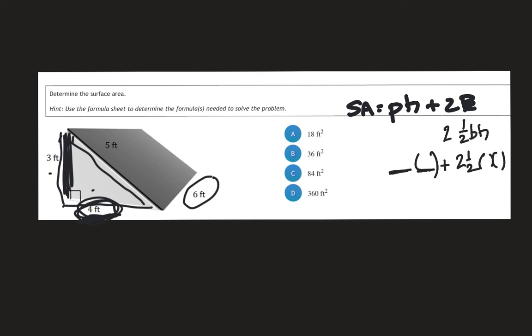So perimeter, we're going to add 3 and 4 and 5. What do you get? The height, strange as it may seem, that's where you get that H from. And then the base of the triangle is 4. And the height of the triangle is 3. The first H, the second H, okay?